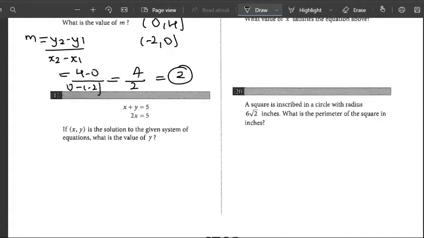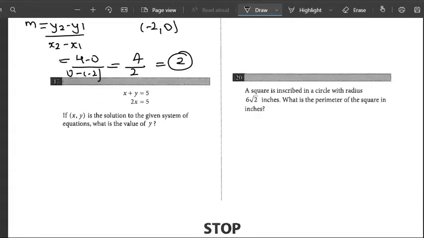Let's look at the 17th question. X plus y is equal to 5 and 2x is equal to 5. If x comma y is the solution to the given system of equations, what is the value of y? Okay, so let's label these equations 1 and 2. So from 2x is equal to 5, x is equal to 5 by 2, or x is equal to 2.5.